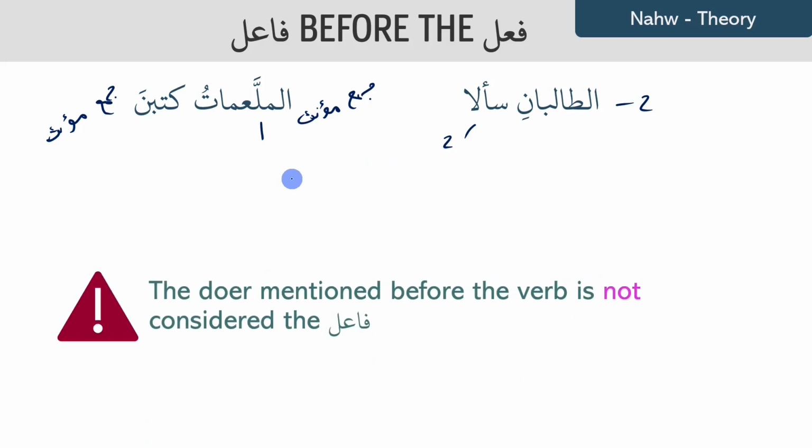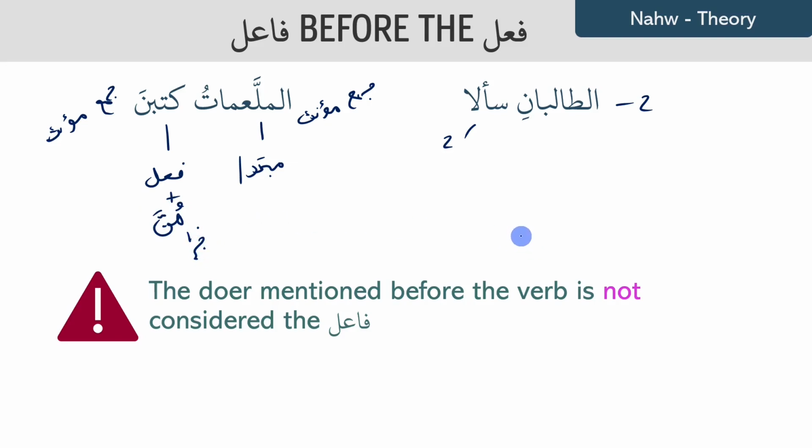However, there is a big warning here. If the doer is mentioned before the verb, then we do not consider it a fa'il. We actually call it something else. And that something else is the mubtada. So al-mu'allimatu, we would say that is the mubtada, and katabna is the fa'il plus the inside dhamir hunna.